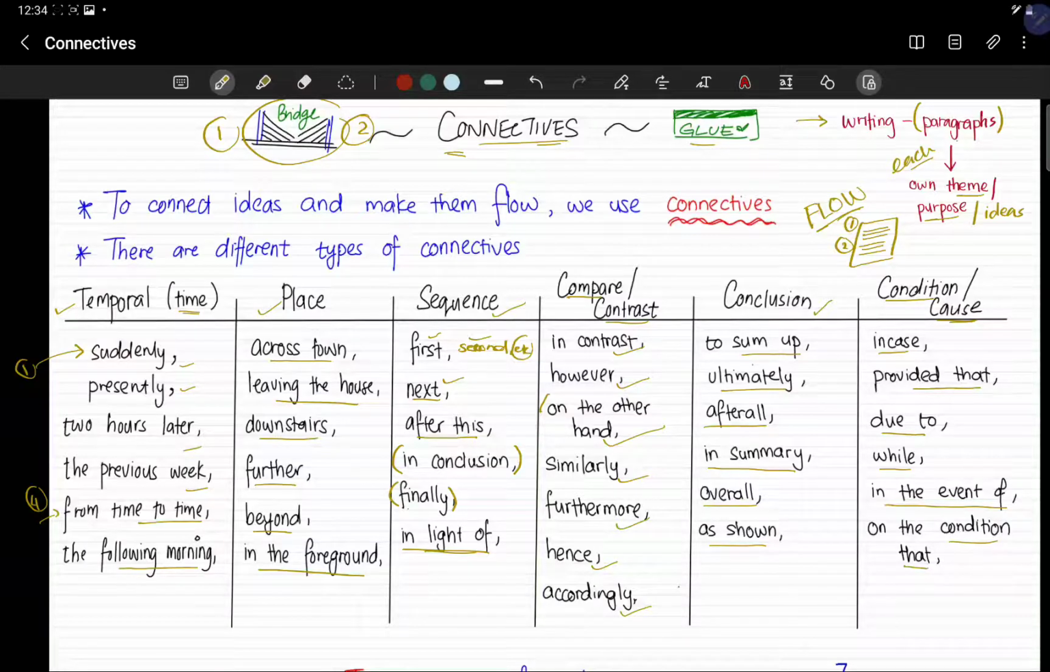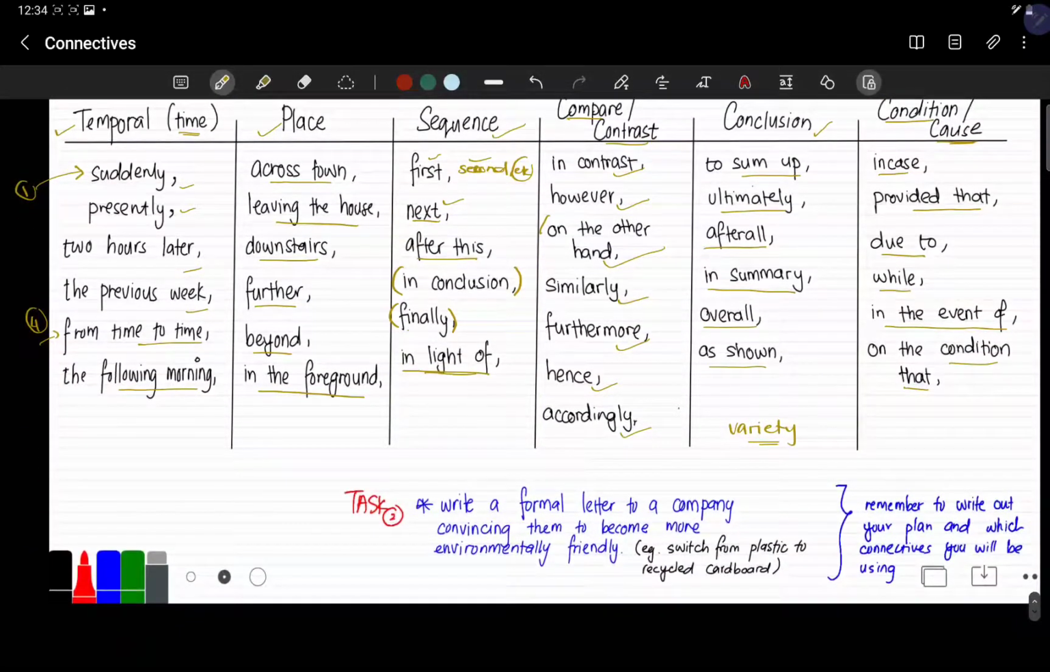Alright? Whenever you plan your writing, remember the same way how you plan your points for each paragraph, you should also plan a variety of connectives that you want to use. A task for you is going to be to write a formal letter to a company convincing them to become more environmentally friendly. For example, you want a company, maybe Dal, to switch from using plastic bottles to recycled cardboard bottles. Remember to write out your plan and which connectives you're going to be using.